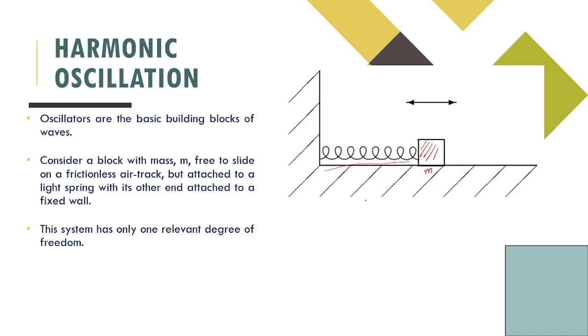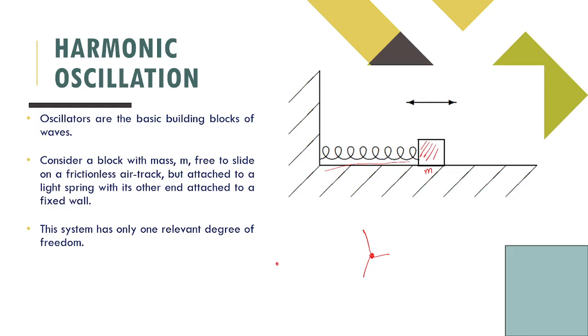The system has only one relevant degree of freedom. And what is degrees of freedom? In general, the number of degrees of freedom of a system is the number of coordinates that must be specified in order to determine the configuration completely. That means a point in three-dimensional space has 3 degrees of freedom. It has 3 independent coordinates.